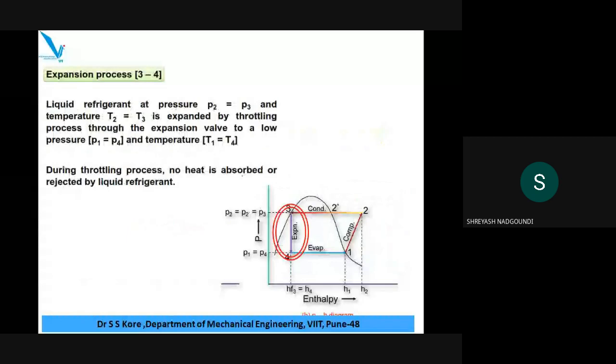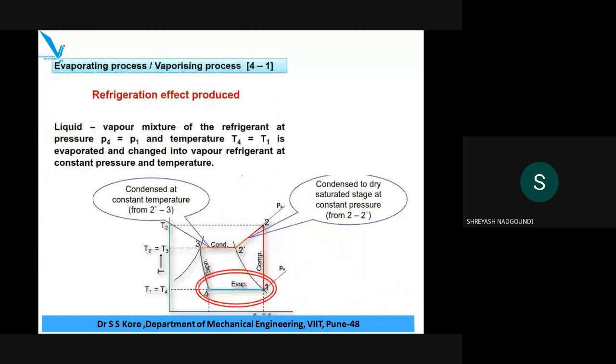Next, expansion process. No work is done, no heat is absorbed or rejected. Evaporation process. We are getting the refrigerating effect. Sometimes it is called the cooling effect, which is denoted by the letter RE. RE stands for refrigerating effect. It is H1 minus H4 or H1 minus HF4. Read the slide once again.